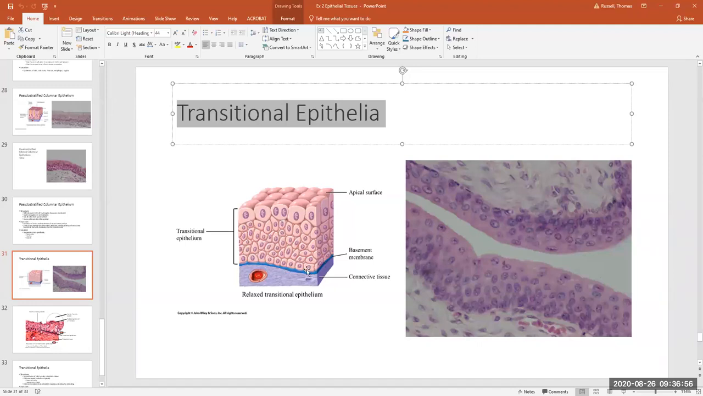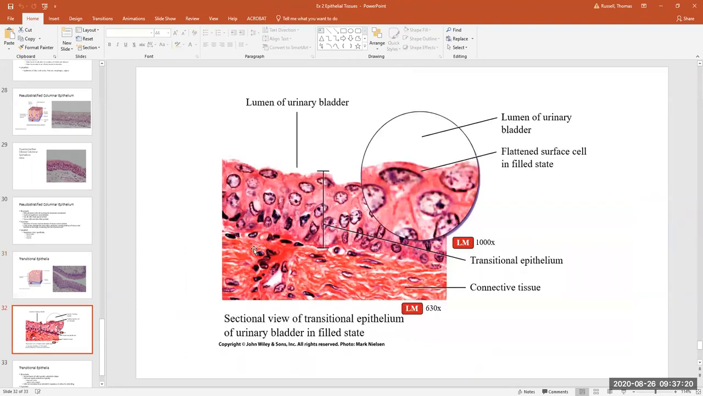The cells at the bottom are kind of cuboidal in shape, and then at the top they get a little bit bigger, but the cells more towards the apical surface of this epithelium can change their shape. They can go from being broad, big and wide, as you see here, to being flattened out, as you see in this picture. So right here, you see the cells kind of flat, like the nucleus gets squished down some. This is transitional epithelium that lines parts of the urinary system, like the urinary bladder.